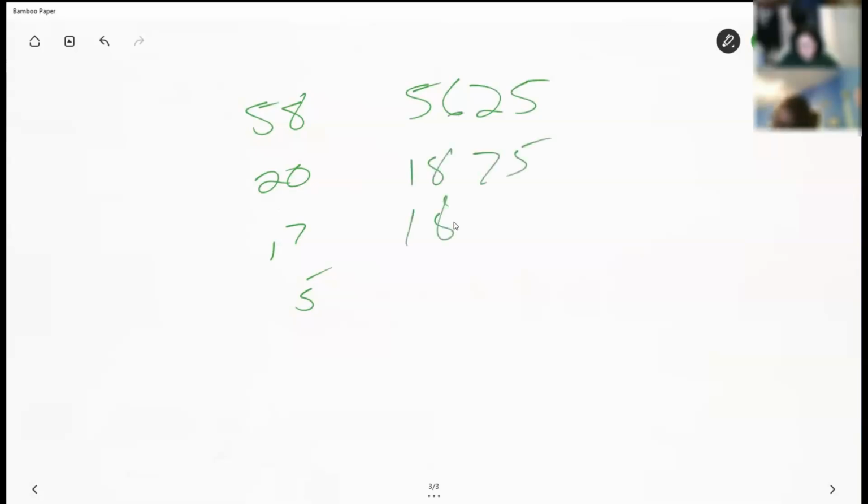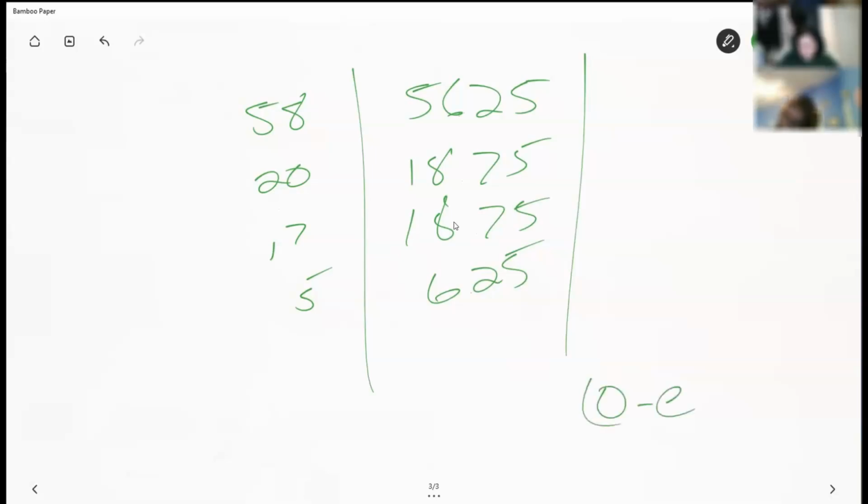My observed values were 58, 20, 17, and 5. I expected 56.25, 18.75, 18.75, and 6.25. So then I did observed minus expected, square that first. That gets rid of your negative values if you have them. Divide that by the expected value. So remember, this one is your observed, this one is your expected.